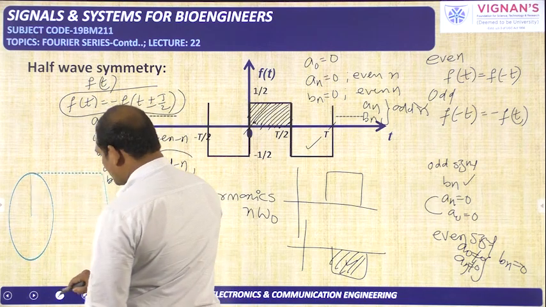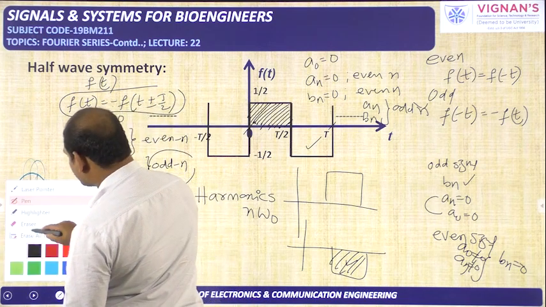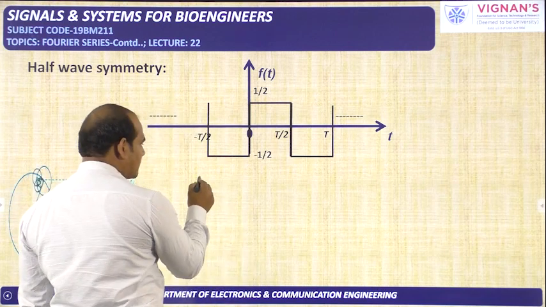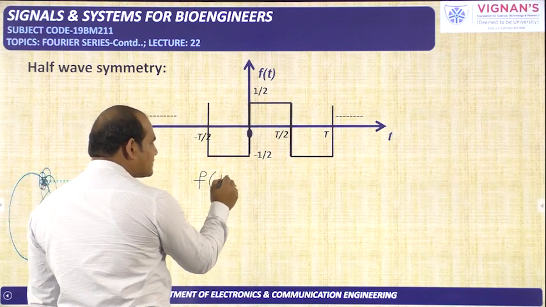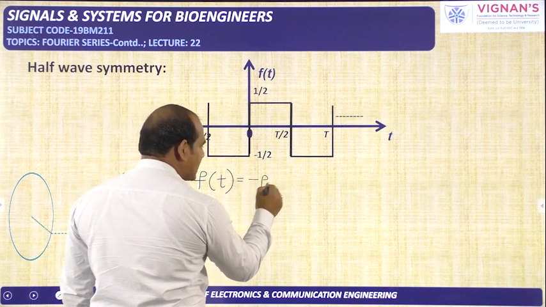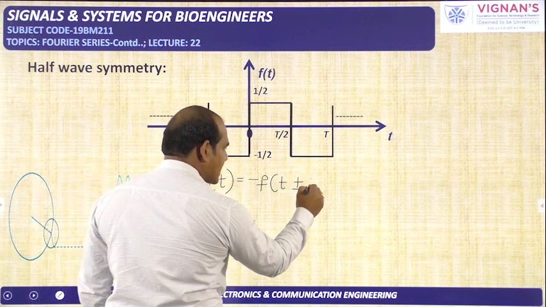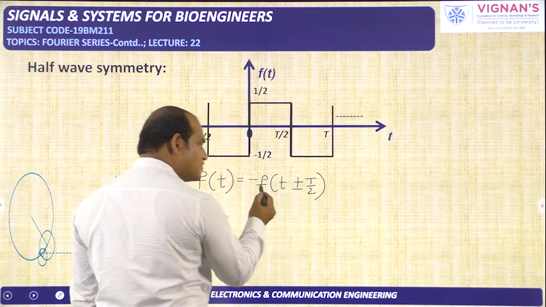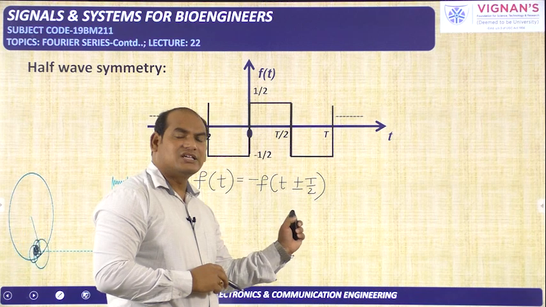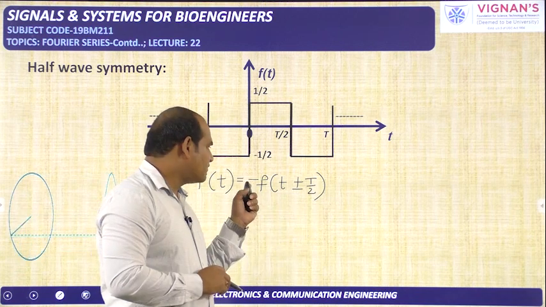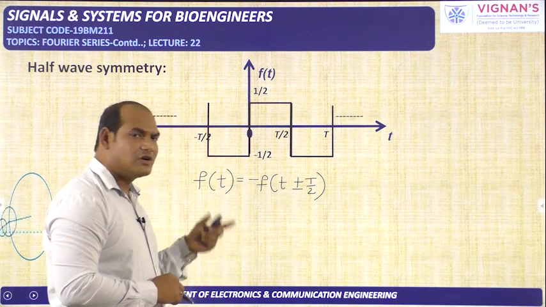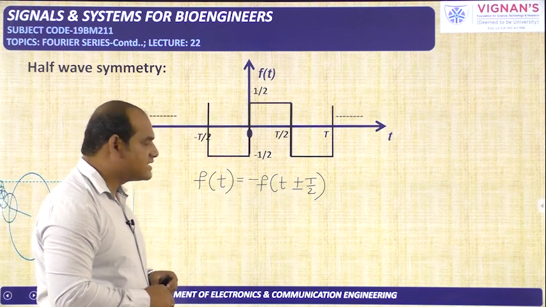But now I am introducing half wave symmetry in this lecture. So half wave symmetry means, once again I am writing the formula here. If the signal satisfies this equation, that is f of t is equal to minus f of t plus or minus capital T by 2. We have to shift the signal by half of the time period, either right side or left side. After that we need to do the amplitude reversal.